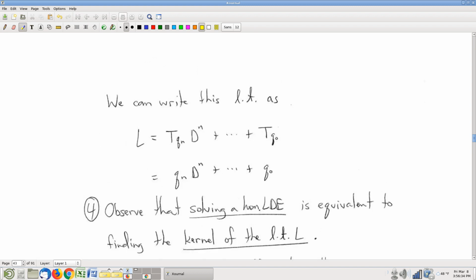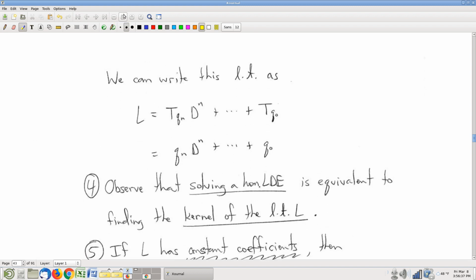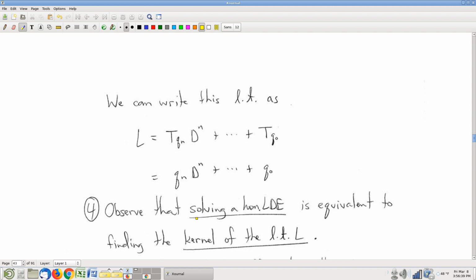Alrighty. Old observation, but we already made this observation: if you want to solve a homogeneous equation a la chapter 4, well, you want to solve L of y equals 0, the way we might say it in chapter 4. Well, L of y equals 0 means you're looking for the kernel of that linear transformation L. So just a reminder, again, we saw this last time, but the chapter 4 notion of solving is in chapter 5 the notion of finding a kernel.